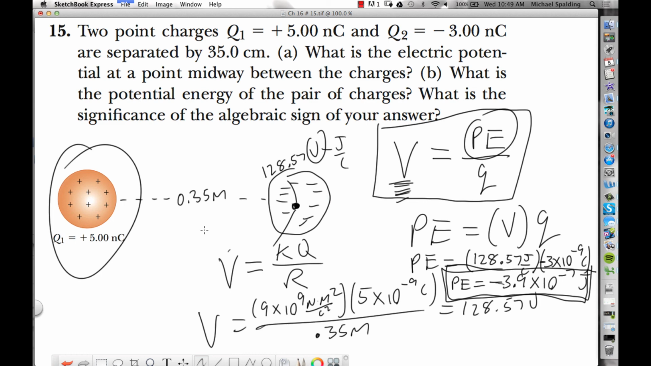You could do this with multiple charges. You could have like 5 charges, but typically with this question, it's going to be 2 charges. So what you do is take one away, find the electric potential where it was, and then stick that charge back in and find out how much potential energy he'd have. Electric potential is V.